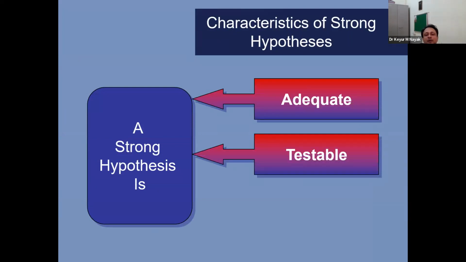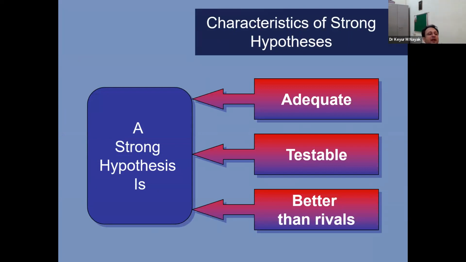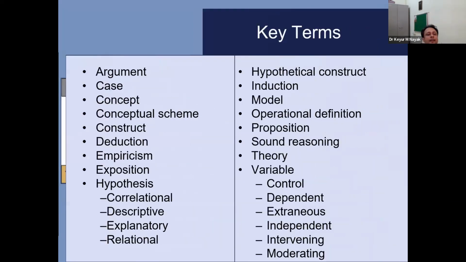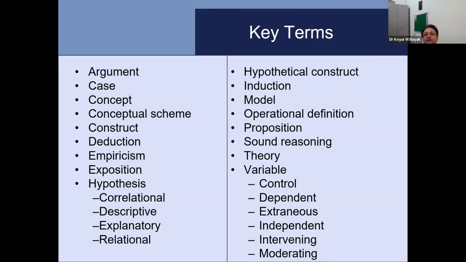A strong hypothesis will be adequate, testable, and better than rivals. These are the three important characteristics of hypothesis. And these are the key terms in research you should learn: argument, case, concept, construct, deduction. Control variable, dependent variable, independent variable, all these things you need to understand.